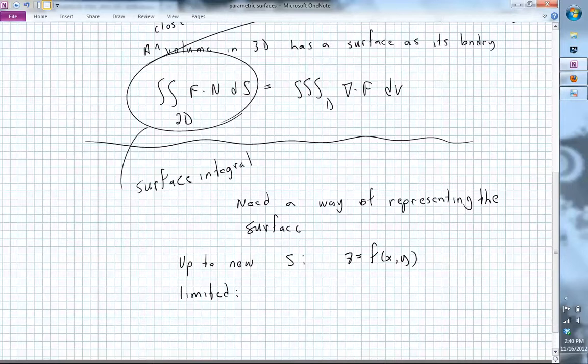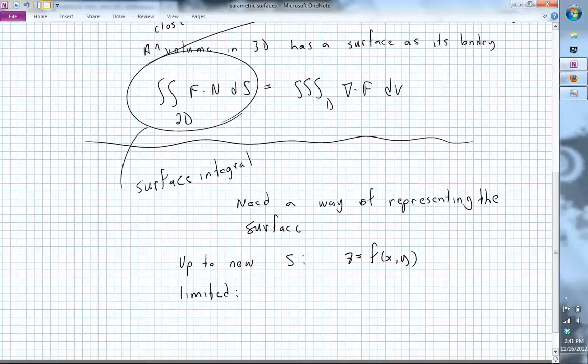Yeah. Anything that doesn't pass the vertical line test can't be represented like this, because this is, after all, just function notation, right? z equals f of x, y. You plug in an x, y value, you get out a z. You get one and only one z. So any surface that has two z's above a particular point in the xy plane, you can't do this way. And there are lots of surfaces like that. Spheres, for example, are probably the canonical example, but I'm going to show you some other surfaces today as well.